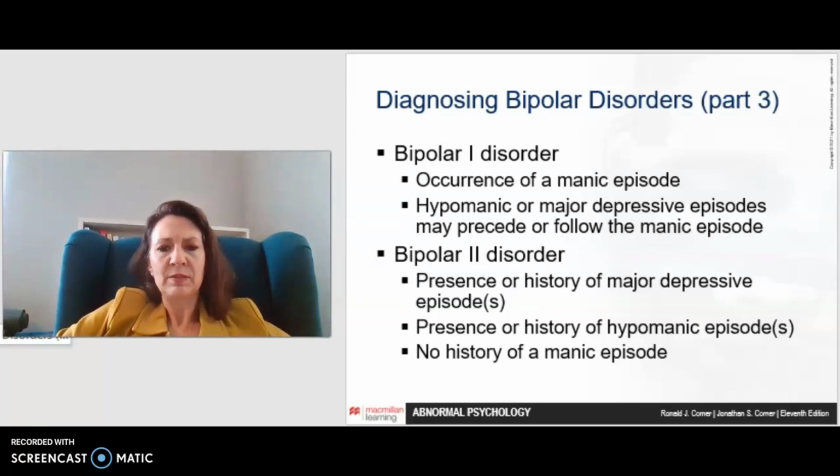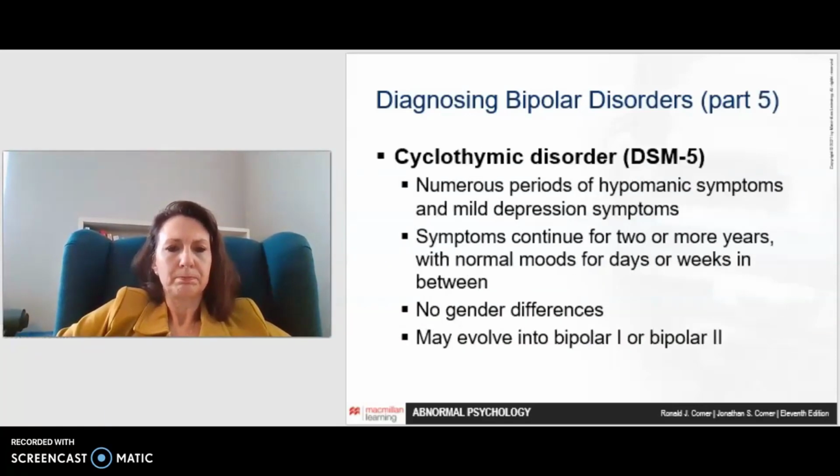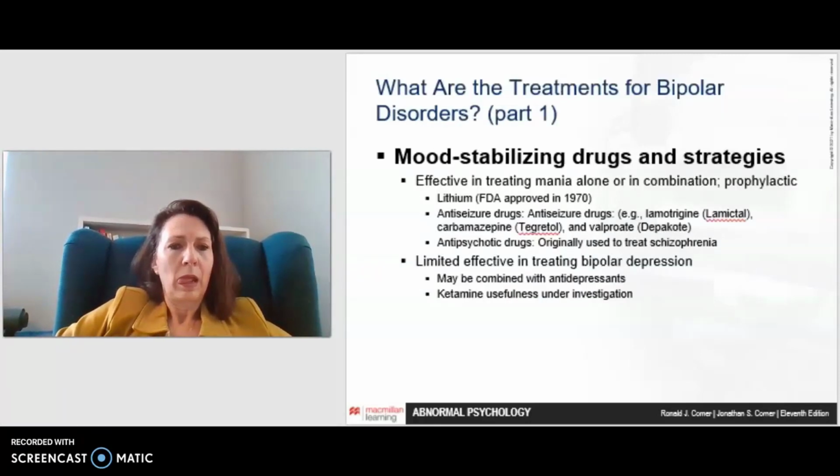Hypomanic episodes are less involved than full-blown manic episodes. Cyclothymic disorder is another form of bipolar disorder, but less severe. There are numerous periods of hypomanic symptoms and mild depression symptoms. They last for 2 or more years with normal moods for days or weeks in between. There are no gender differences. These types of disorders may evolve into bipolar 1 or bipolar 2, however.